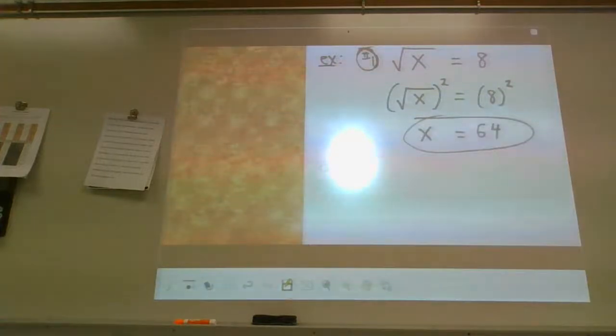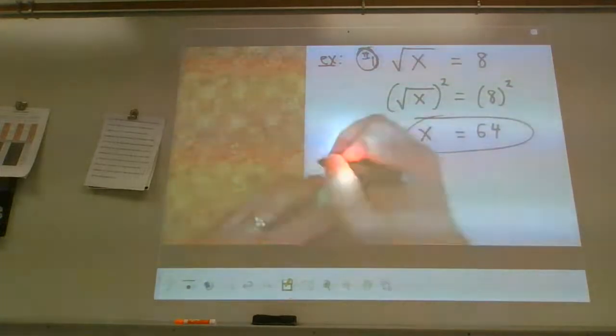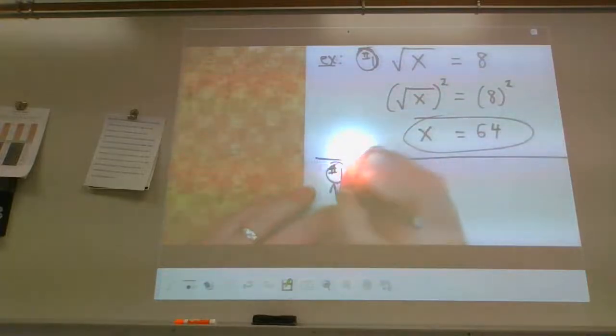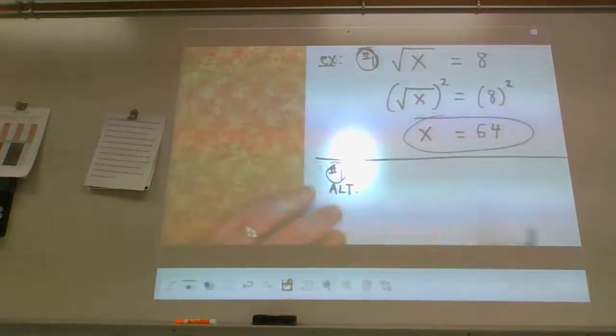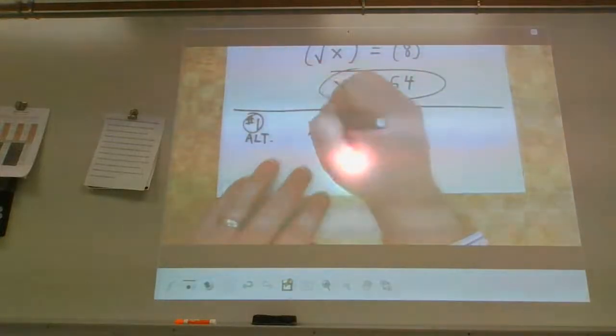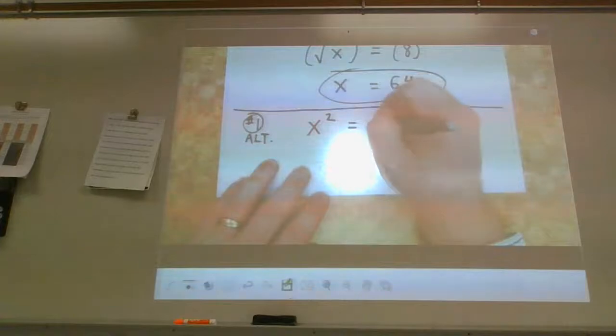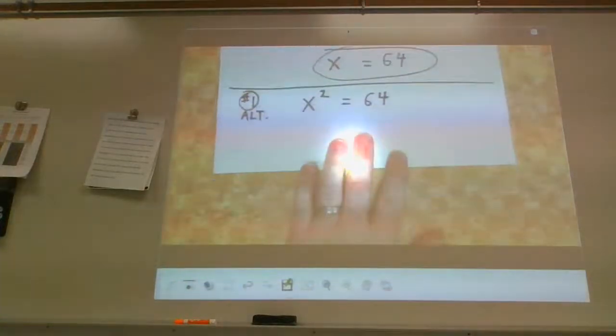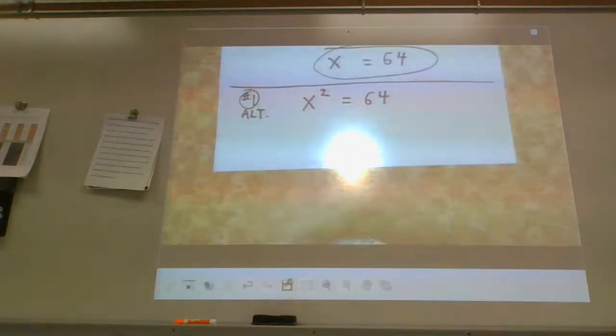Let's take a look at an alternative one. Now, I say alternative one. It's going to be different, not on the worksheet, but slightly different than the one I just did. So this is number 1 again, but it's going to be an alternative. So I'm going to put alt. X squared equals 64.